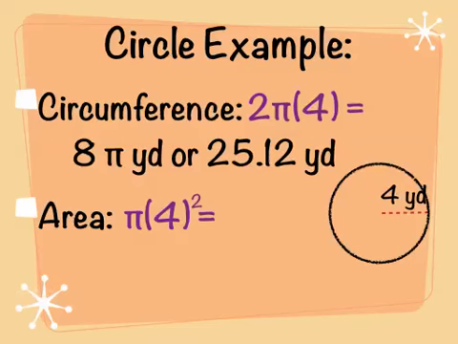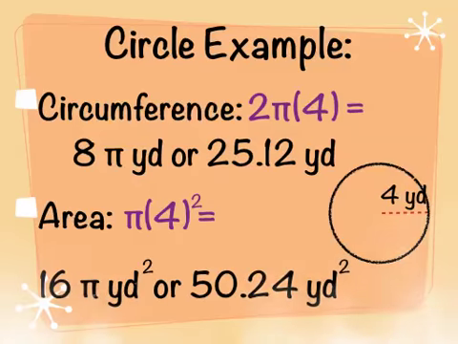Remember, we need to do 4 squared first. Get rid of your exponent first, which would give you 16 pi yards squared, leaving it in terms of pi. If you multiplied 16 times 3.14, you would get 50.24 yards squared.